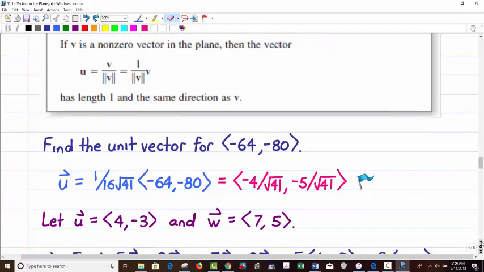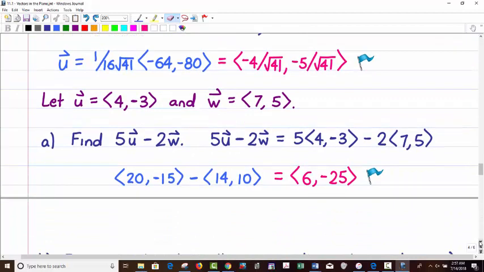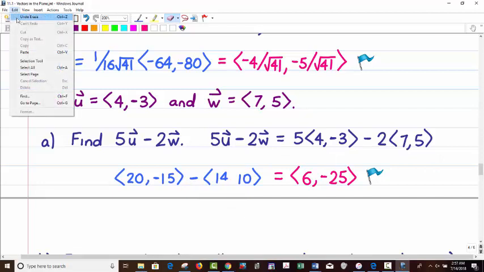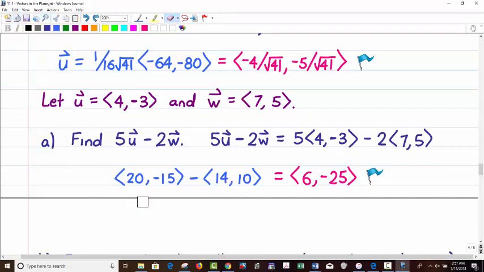Now here's two vectors. Just another little algebra problem here. Probably could have had that back up with the other ones. That's okay. That's easy enough. So you just take 5 times u minus 2 times w. Take vector u, multiply it by 5, and you get 20, negative 15. Take vector w, multiply it by 2, you get 14 and 10. And so 20 minus 14 is 6. Negative 15 minus 10 is negative 25.